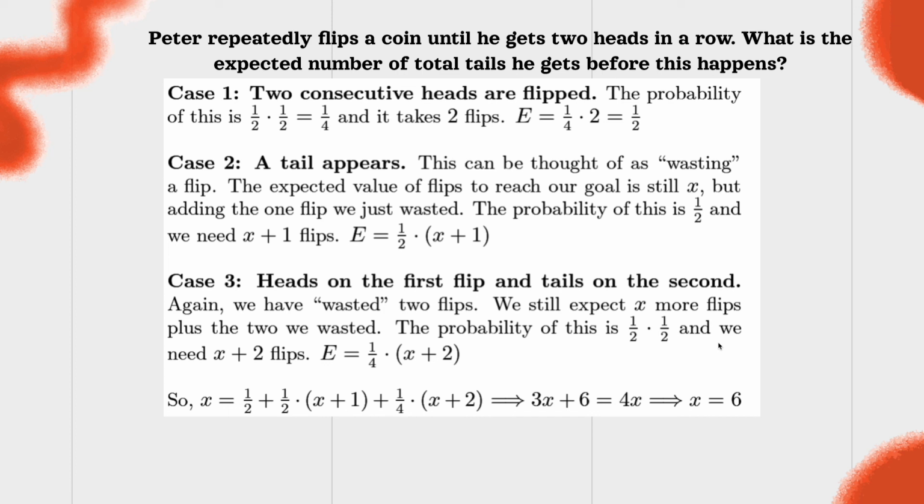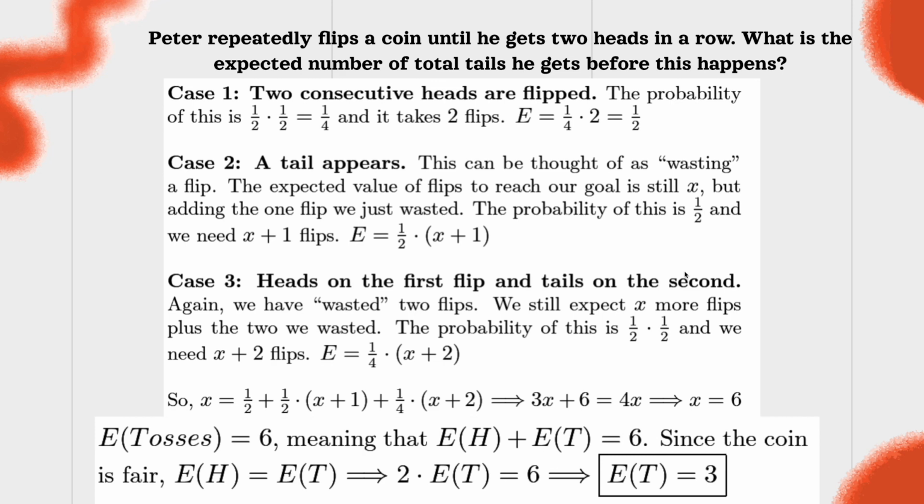However, we are not done, because x is the total number of flips, not the expected number of total tails. However, we can simply note that the expected number of heads must always equal the expected number of tails because their probabilities are equal. Therefore, 2 times the expected value of tails is 6, and the expected number of tails before you get 2 heads would be equal to 3.